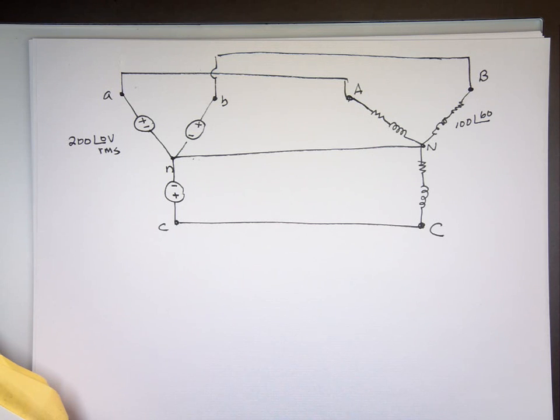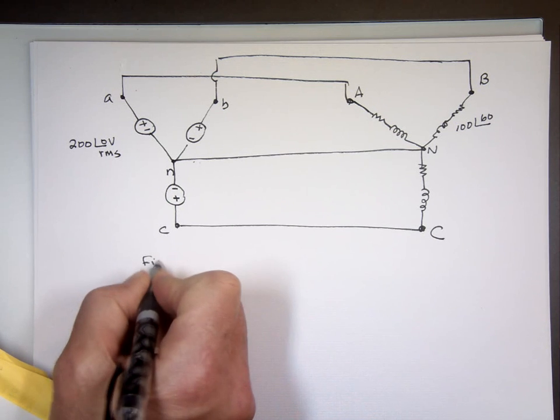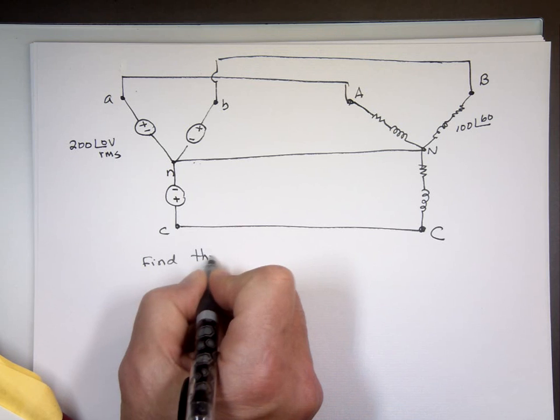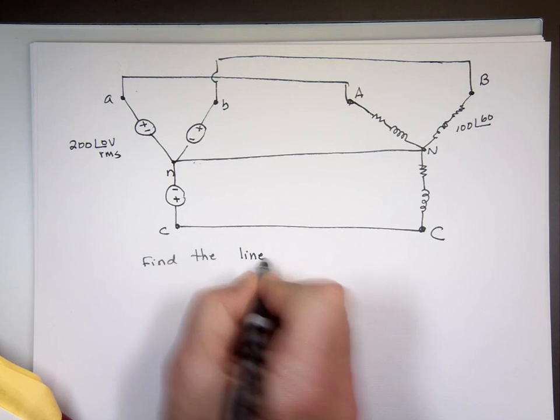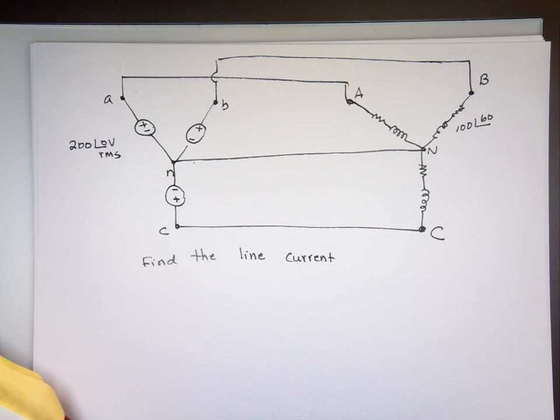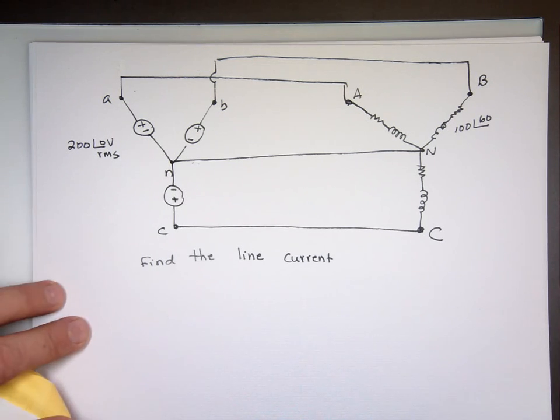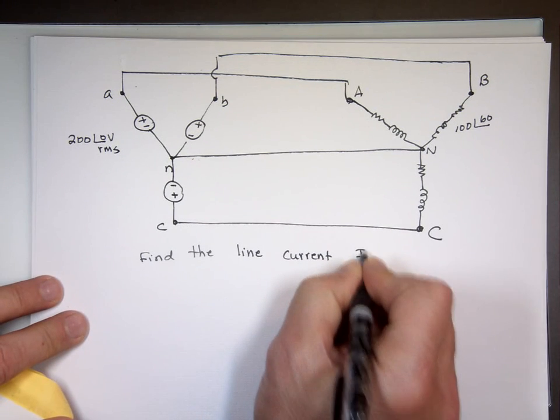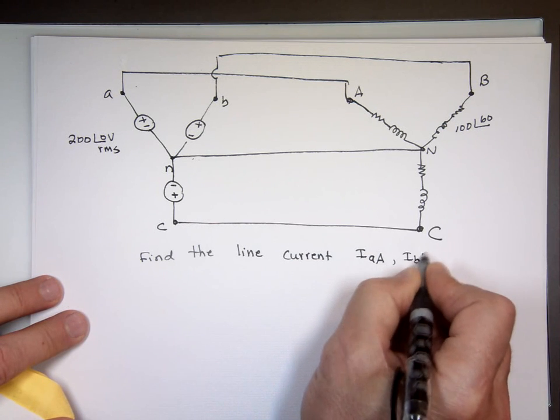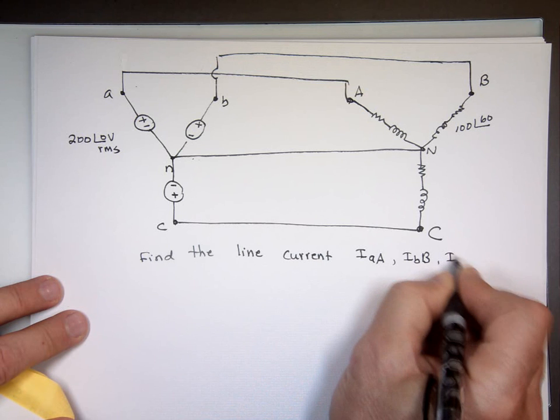The question here: find the current, find the line current. So the line current is what? I from little a to big A, I from little b to big B, and I from small c to capital C.